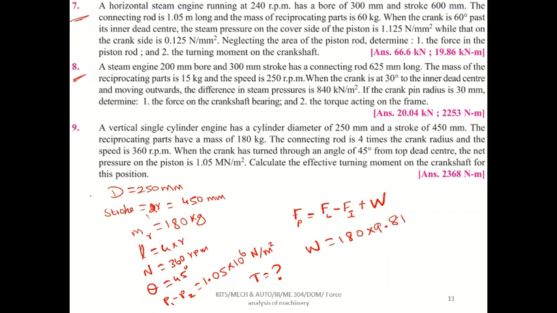What they are telling: when the crank has turned through an angle of 45 degrees from the top dead center. From TDC, after reaching TDC, it has moved 45 degrees, so it is coming down. While coming down, weight will be plus, inertia will be minus. The remaining things are like the previous problem. You just substitute all the values and you will get the answer. That's all. We will see a few more problems in the next video, but try to solve all these three problems. It will give you some practice.